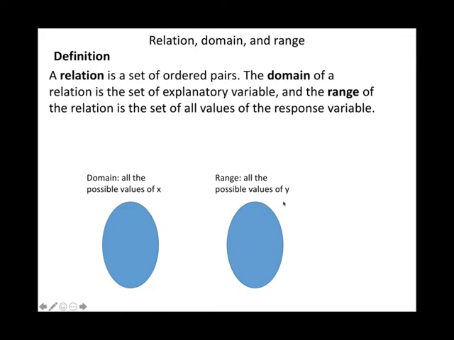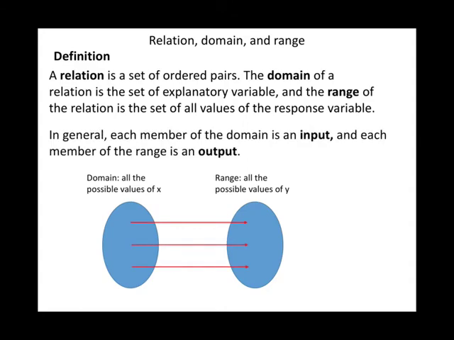So you could think about it. X is just like the input, y will be the output. When we have a value of x, plug into the equation, you could find out what is the value of the y. So in general, each member of the domain is an input and each member of the range is an output. So consider the explanatory variable, that will be your input, response variable will be your output.